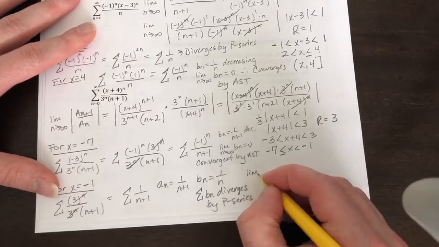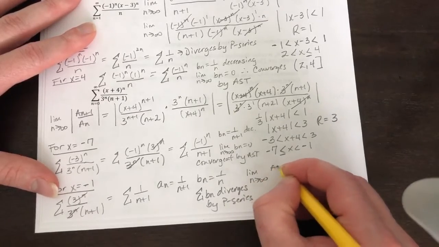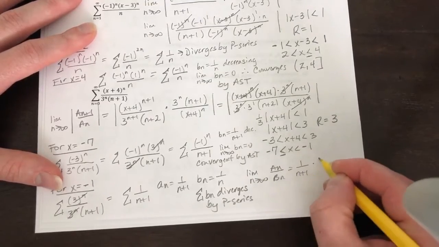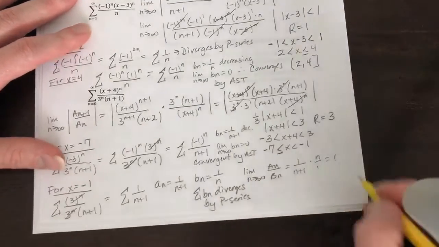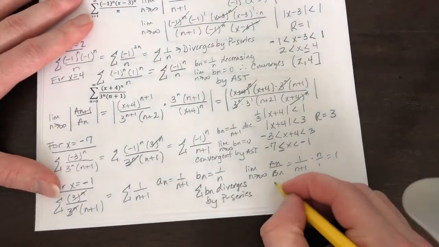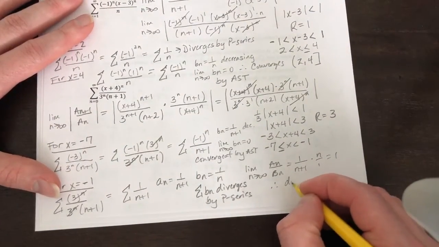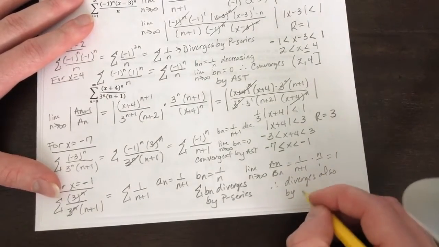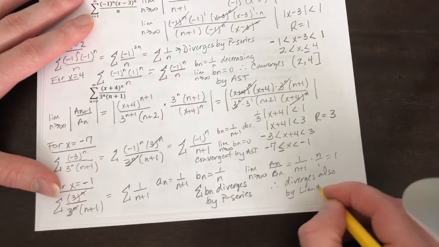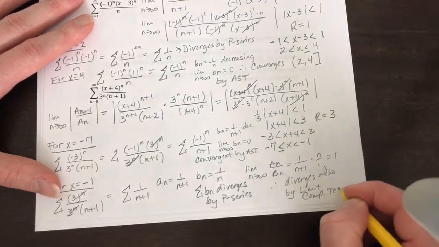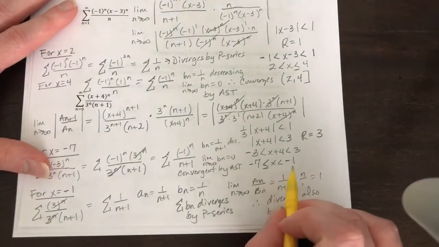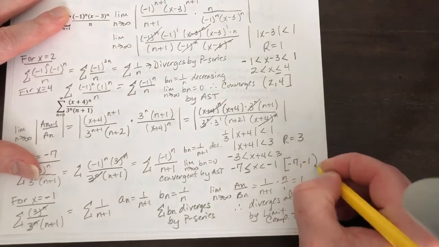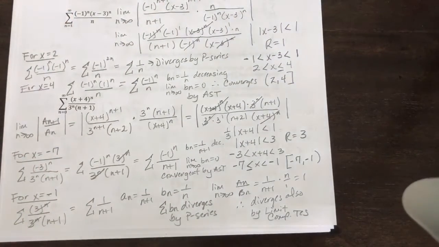So if we do the limit as n goes to infinity of a sub n over b sub n, you get 1 over n plus 1 times n over 1, which is 1. Okay, it's greater than 0. Therefore, it diverges also by limit comparison test. Okay, so your interval of convergence right here is going to be -7 to -1, and it's going to be open parentheses where it's not equal to.